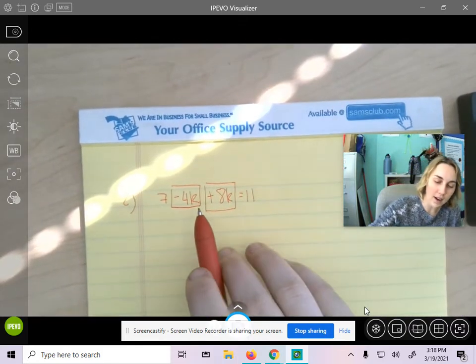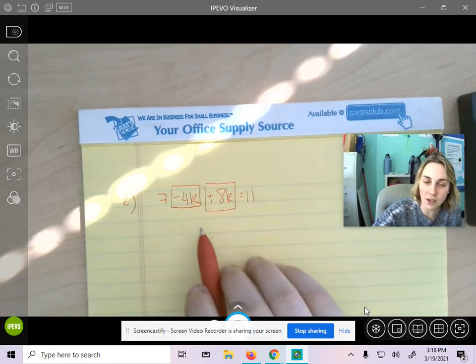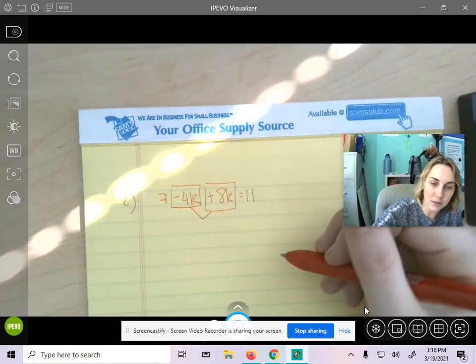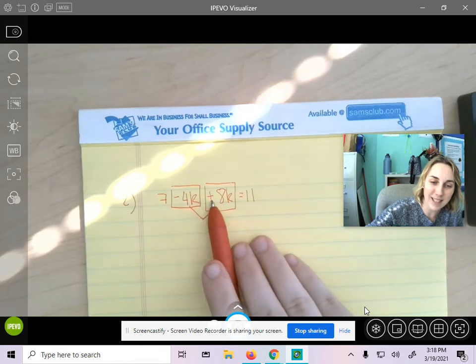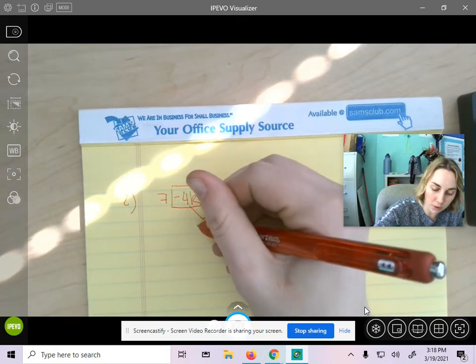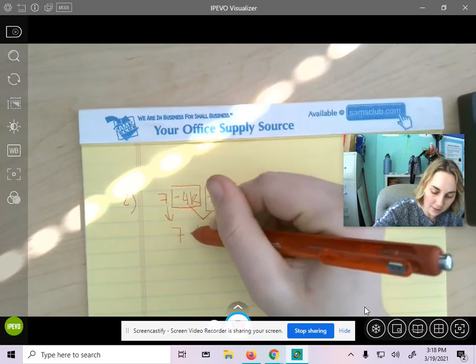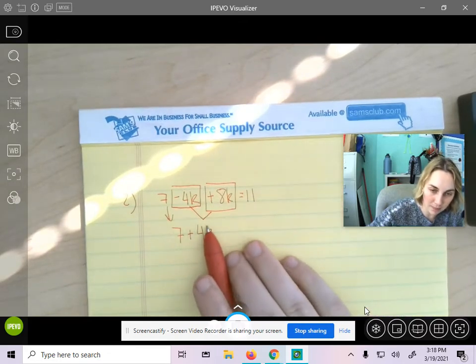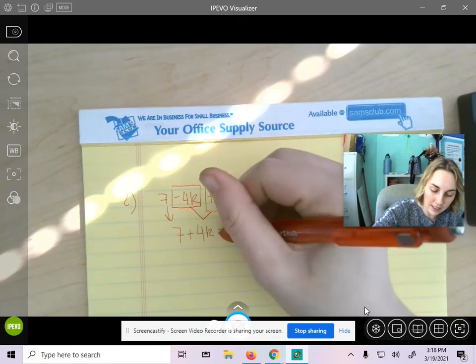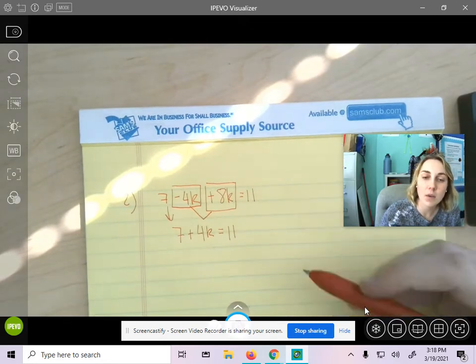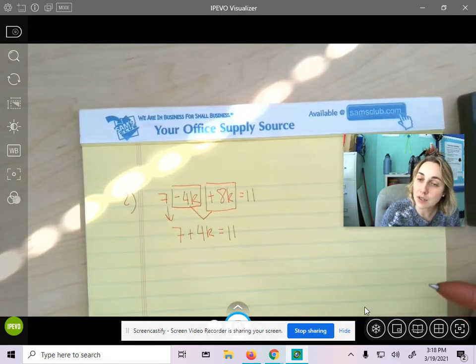All right, so before I can solve this as a two-step, I do have to combine like terms. Negative 4k plus 8k is going to leave me with a positive 4k. And I'll bring the 7 down, so it's 7 plus 4k, because again, this was a positive 4k. And I'm going to bring down this equal to 11. Once I've done that, now I can solve my two-step equation.